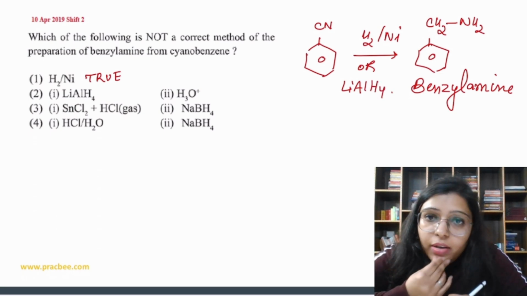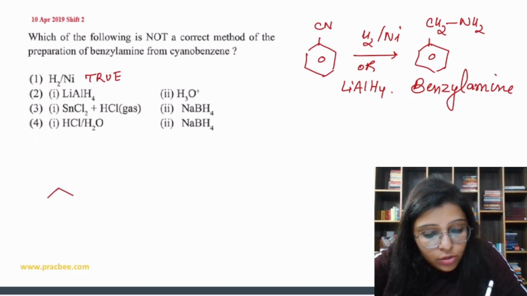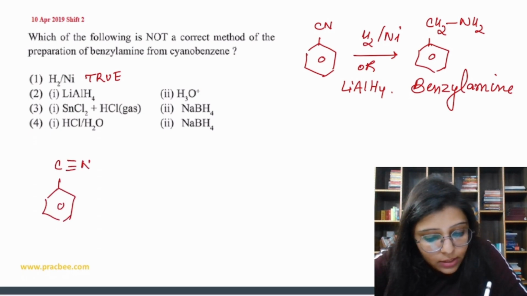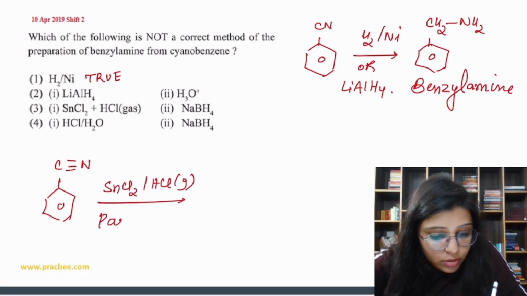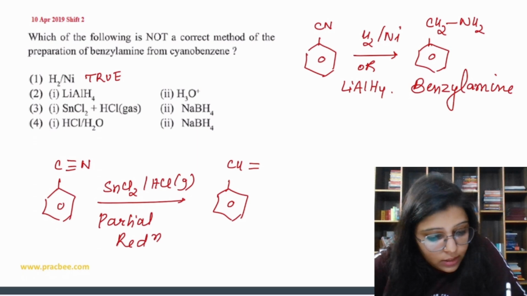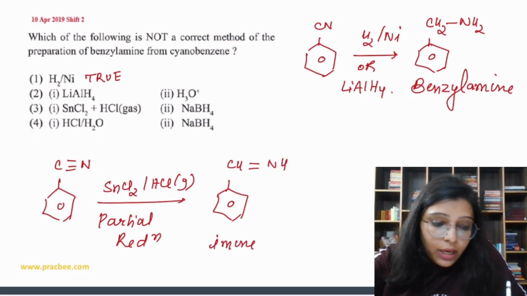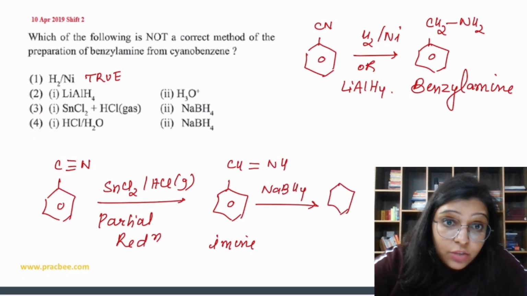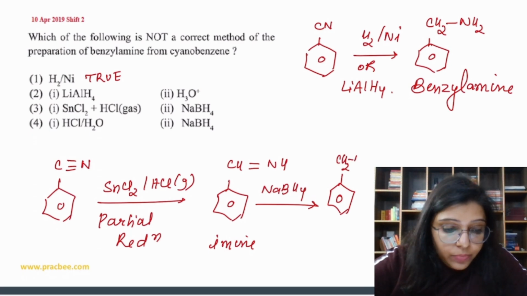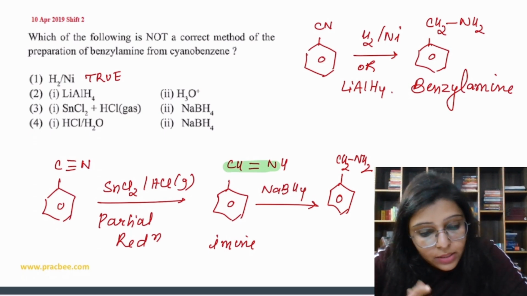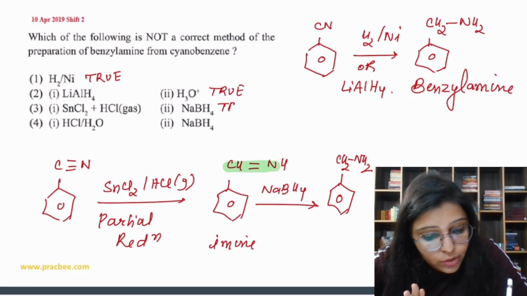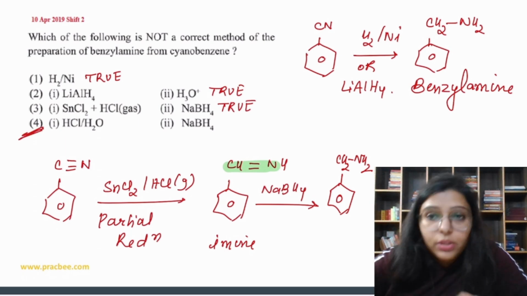Okay. Then we have SnCl2 plus HCl gas. So SnCl2 and HCl gas means it shows partial reduction. Partial reduction. So we get C double bond NH, an imine. Okay, and in the presence of NaBH4, imines are reduced. So NaBH4 can reduce imines. What are imines? Imines means carbon nitrogen double bond. So this is also true. So which is left? Fourth. Fourth is not true. So fourth is going to be the correct answer.